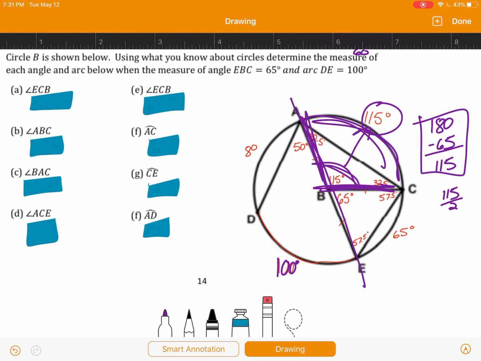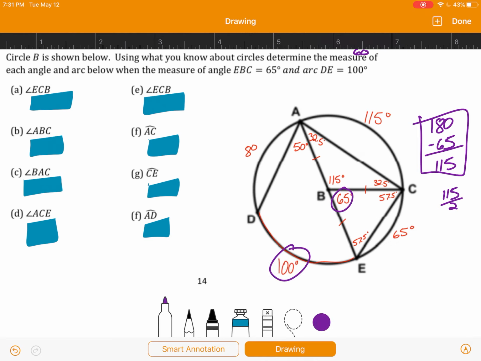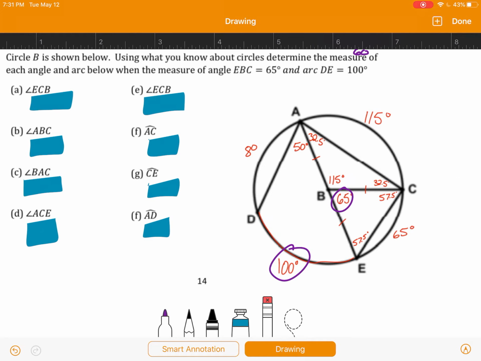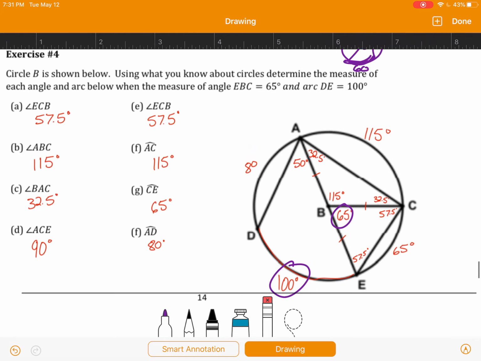So you can figure out every single piece of this picture based on just having that this was 65 and this was 100. Okay? And you can use that same logic for pretty much every example that we're going to do from here on out. Okay, so again, here's all of the answers for that. That's going to be the last example that we're doing for this.